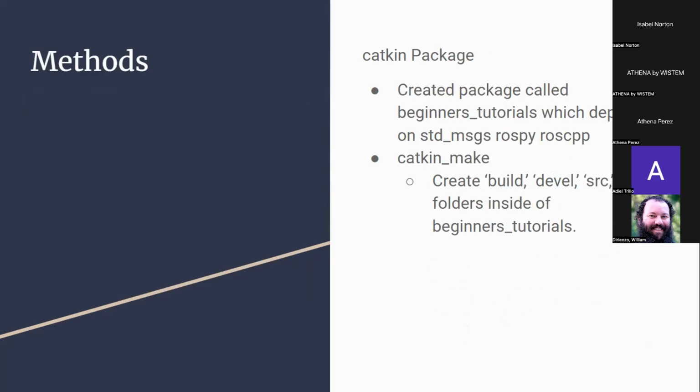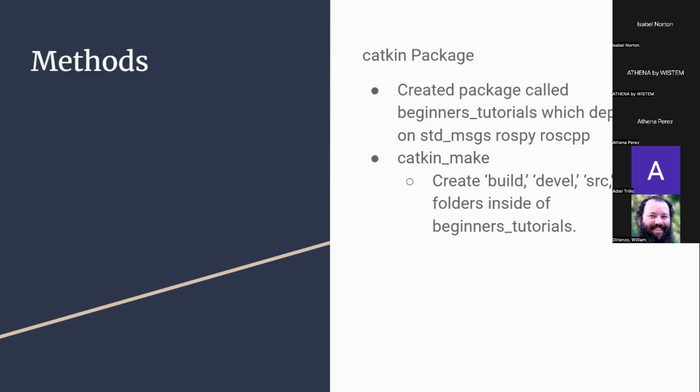And then Catkin packages. I created a package called beginners_tutorials, and this depended on standard messages, rospy, and roscpp. So I made sure to install rospy and roscpp first to make sure that the beginner tutorials would actually work for my nodes. And then I ran catkin_make again, which I talked about in the previous slide, just to make more folders. So like I just said, it created build, devel, and source folders inside of beginners tutorials.